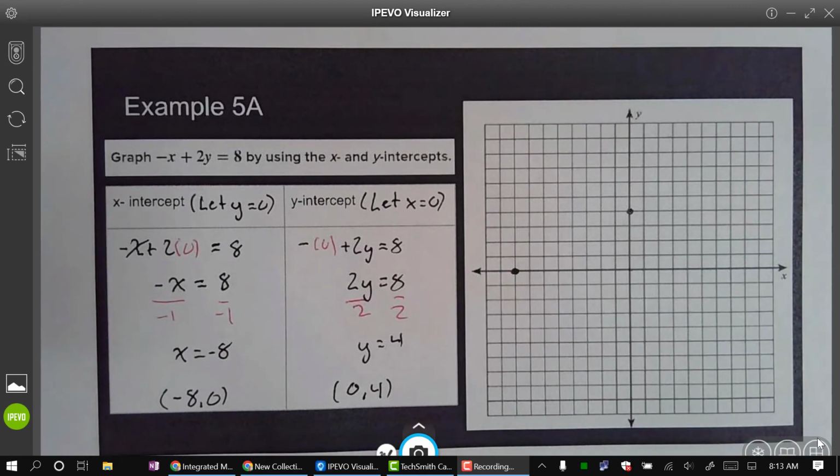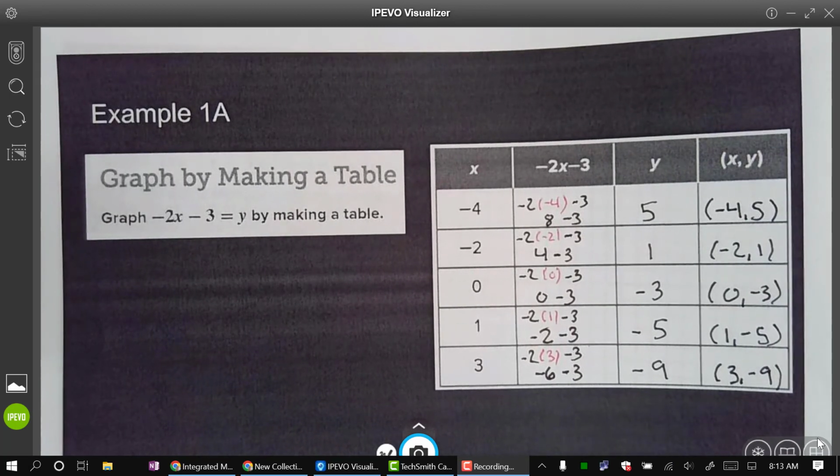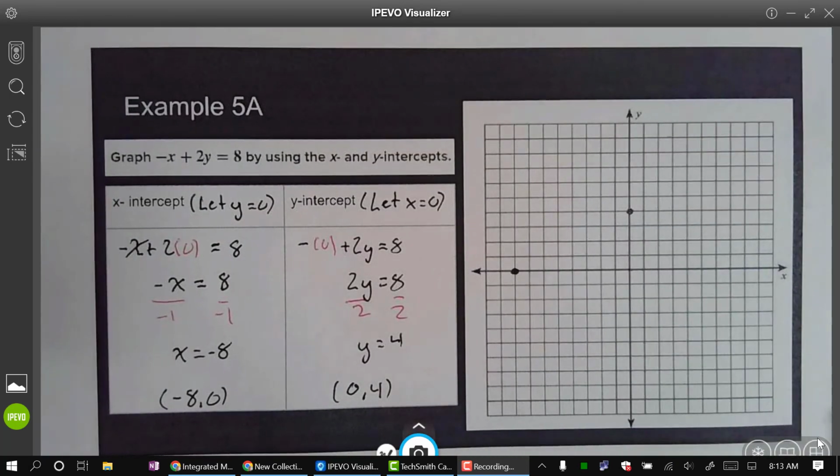So we can use those as well as the table values that we did earlier in the lesson. So go ahead and review through any part of this lesson that you didn't understand, and have a great day.